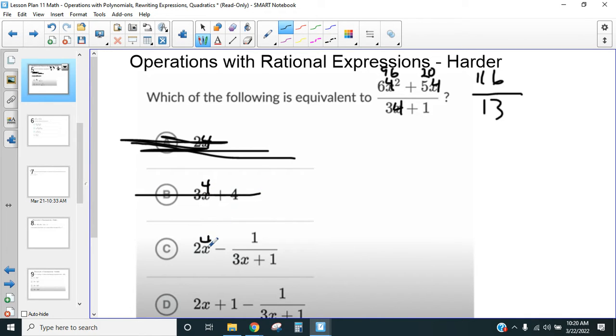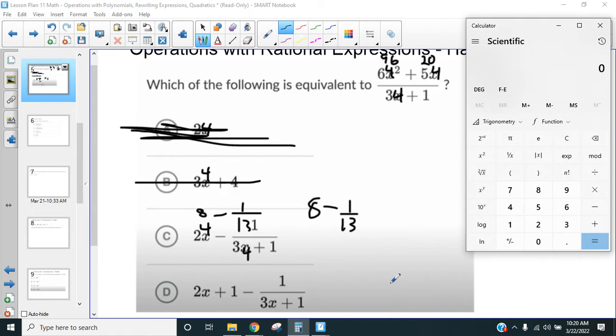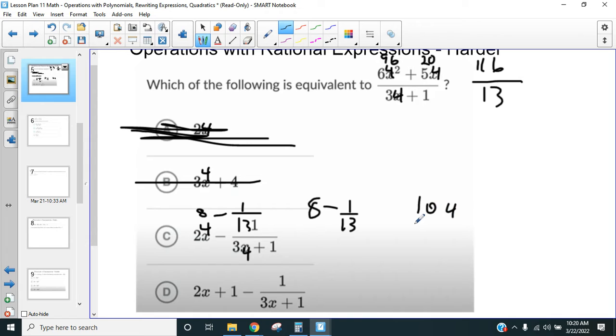Plug in 4. 4 times 2 is 8 minus 1 over, let's see, 4 times 3 is 12, 12 plus 1 is 13. 8 minus 1/13. What's 8 in terms of 13s? Let's do that. 8 times 13 is 104. So 104 13ths minus that. Well, it must be D then, right?